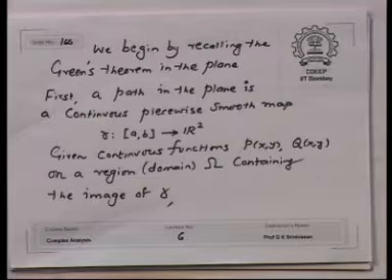First of all, we need to recall what is a path in the plane. A path in the plane is a continuous piecewise smooth map gamma from [a,b] to R2, right? What do we mean by continuous piecewise smooth map? It should be a continuous function, and then there should be a partition, right? Like for example, a circle is an example of a path.